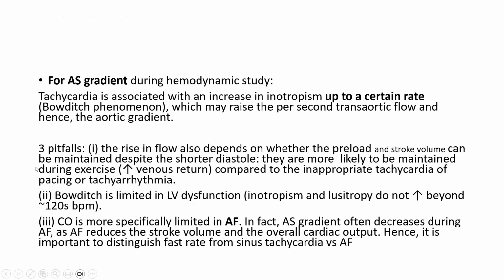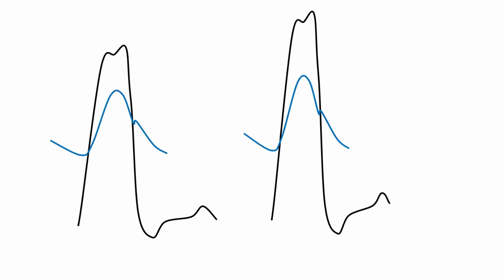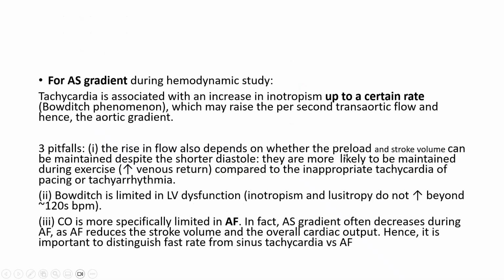However, there are three pitfalls to tachycardia in AS. Number one, the rise in flow and the rise in gradient depends on whether the preload and therefore the stroke volume per cardiac cycle can be maintained despite a shorter diastole. They are more likely to be maintained during exercise, where you get an increase in venous return and preload, compared to the inappropriate tachycardia of pacing or tachyarrhythmia such as AFib.